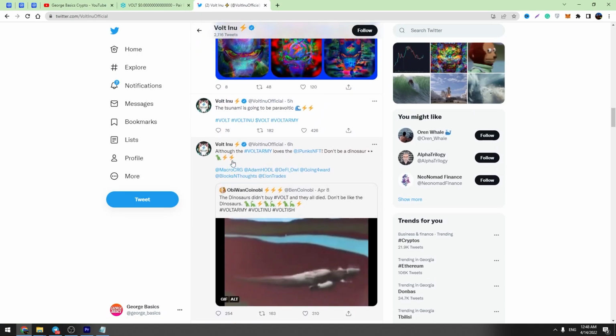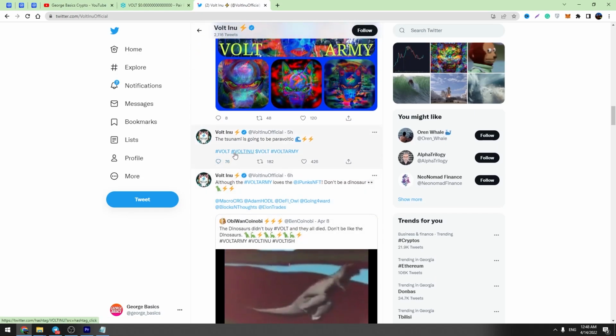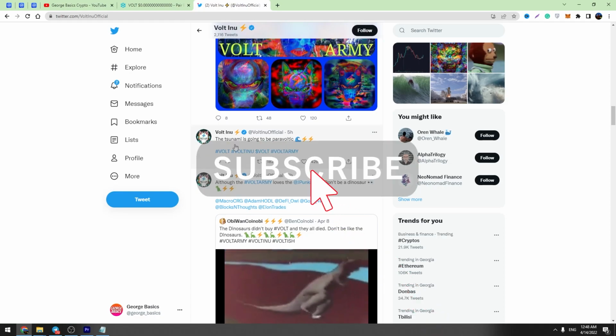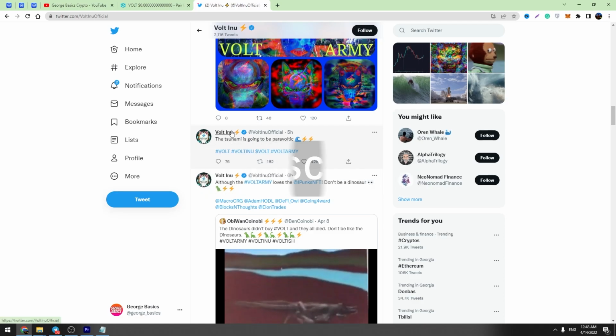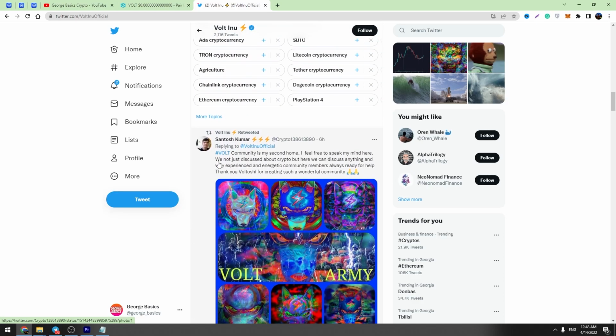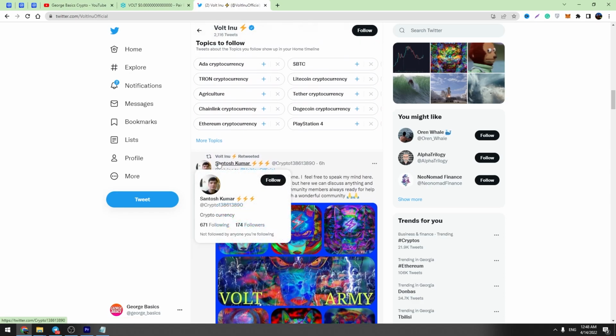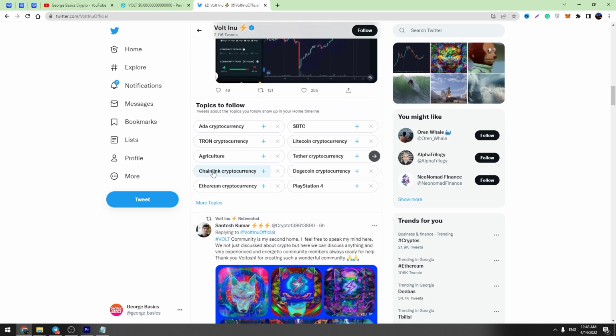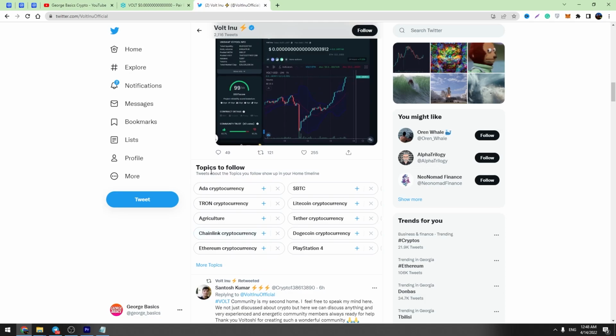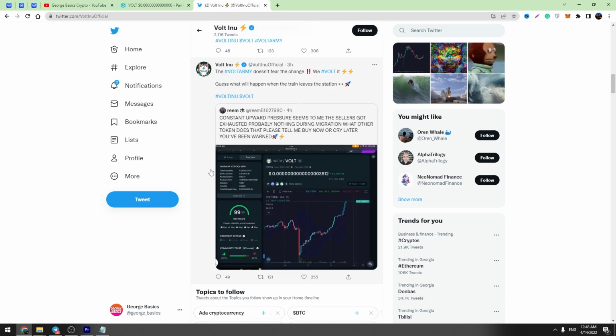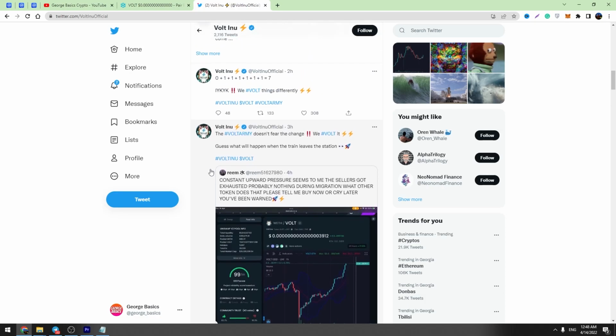Also I want to remind you that there is a migration going on at the moment. Only 3 days left and it will end on 16th April. You don't have to do anything if you hold VOLTINU on a centralized exchange, but if you hold it on a decentralized wallet, you will have to migrate, so hurry up. Only 3 days left before the end of migration.